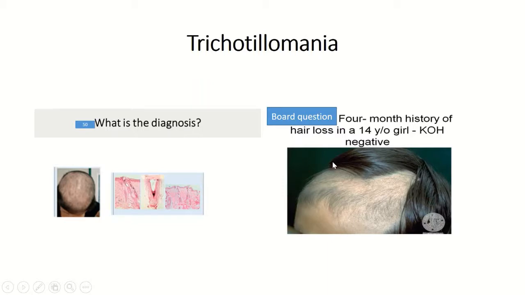Here you see a board question. The clinical clues in favor of trichotillomania are a large, irregular, geometric area of hair loss that's accessible, with hairs of varying size and lengths.